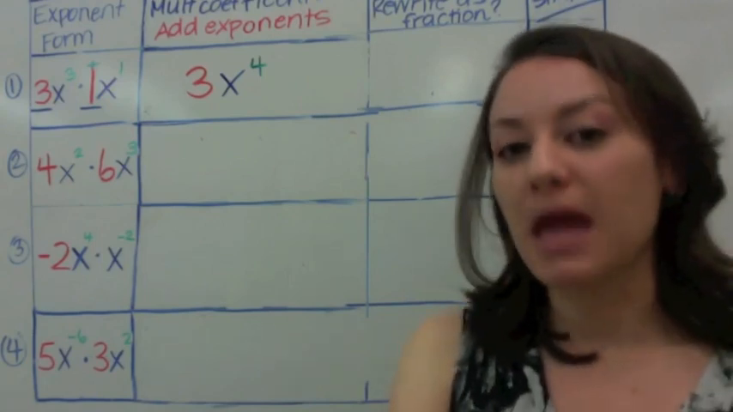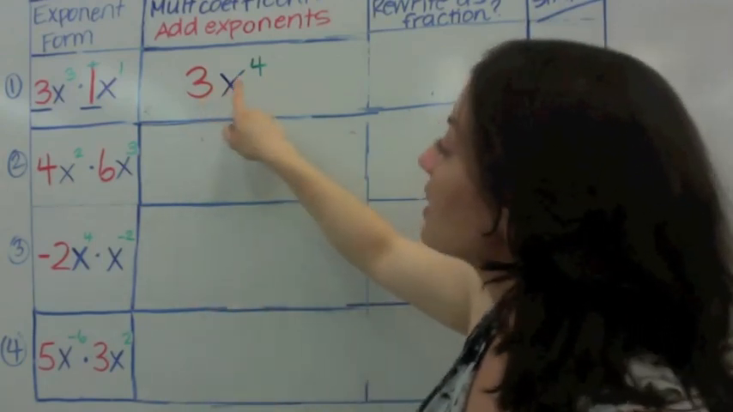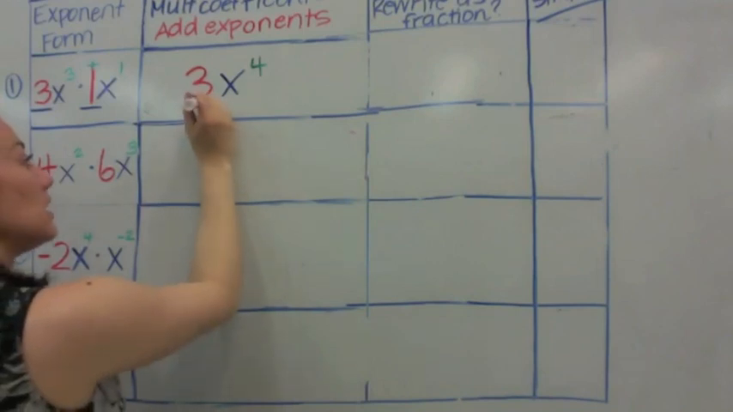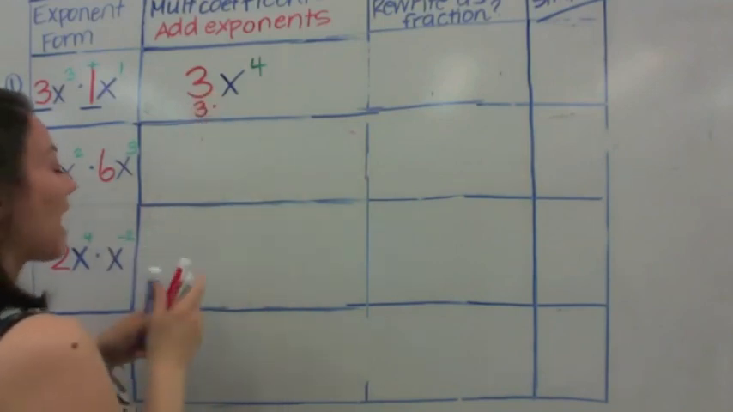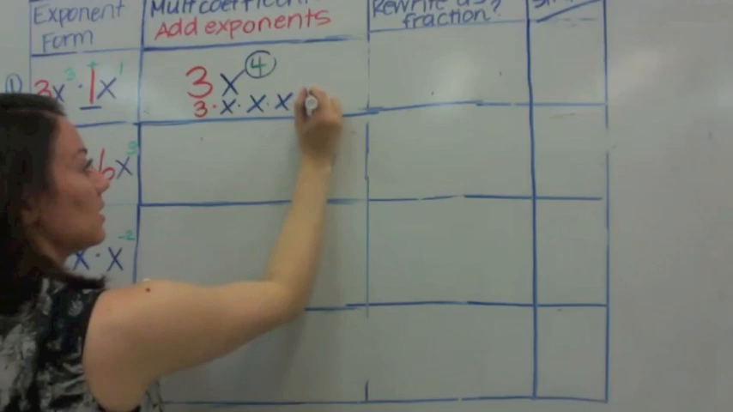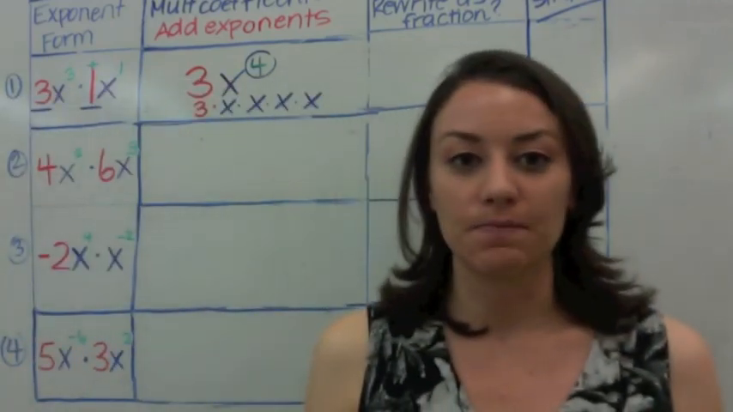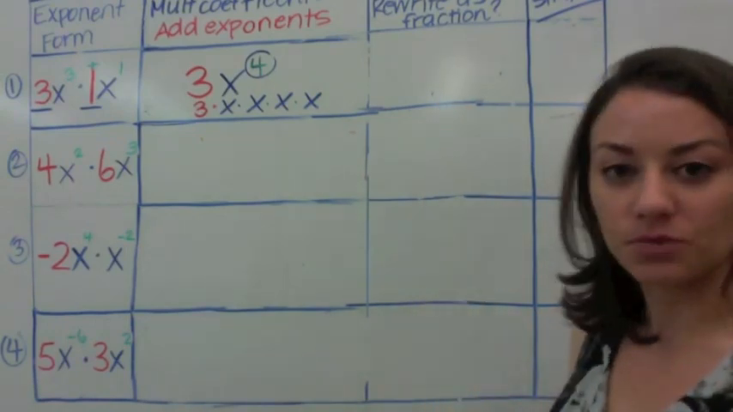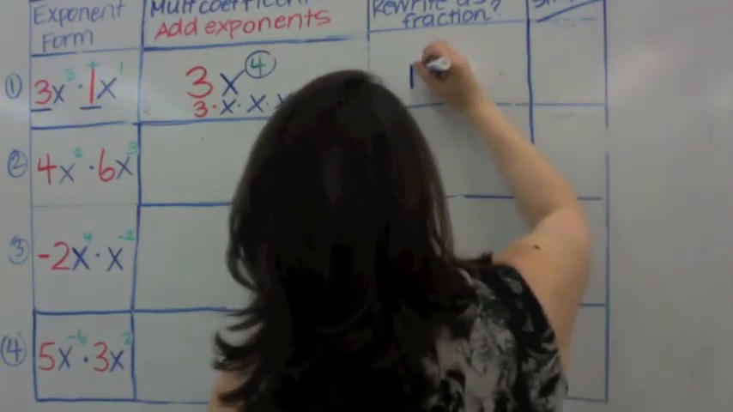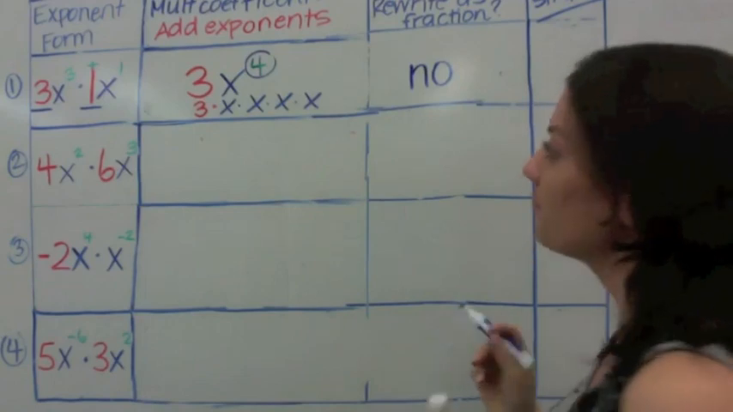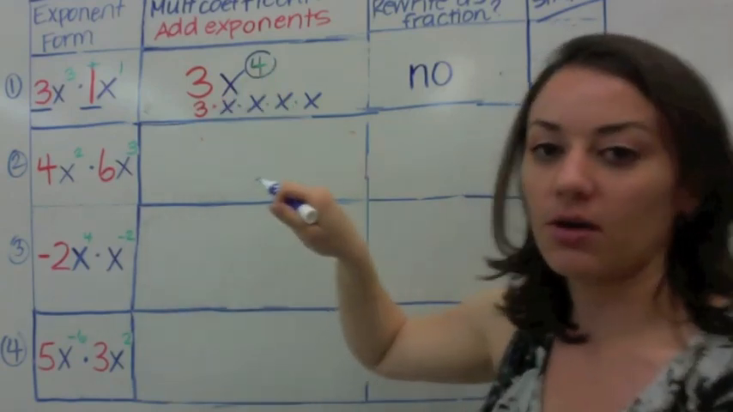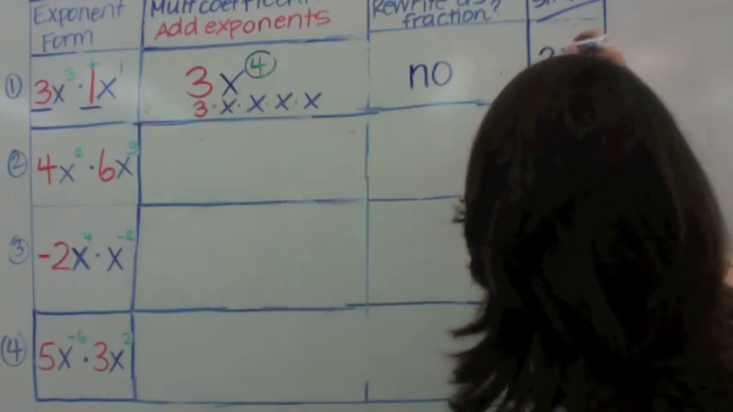We don't need to expand this, because it would be 3 times x times x times x times x, and that doesn't really help us. But I'll write it so you can see what it means: 3 times, and we have 4 x's. Do we have to rewrite this as a fraction? No, because the exponent is positive. Simplify means you're not solving, there's no equal sign. You simplify expressions, and this is an expression. When you simplify it, it's just 3x to the power of 4.